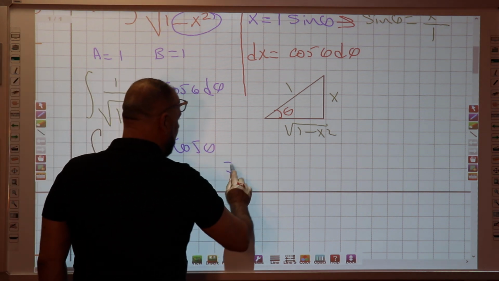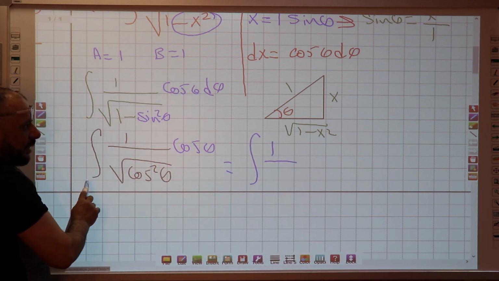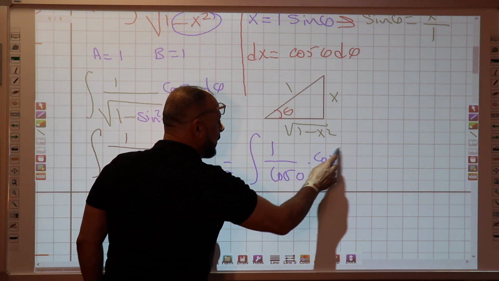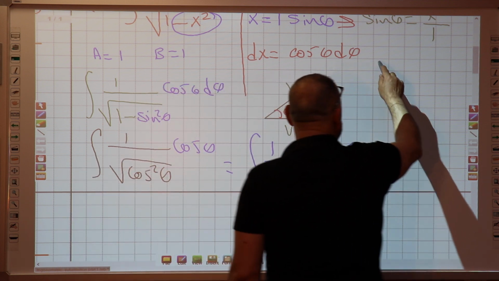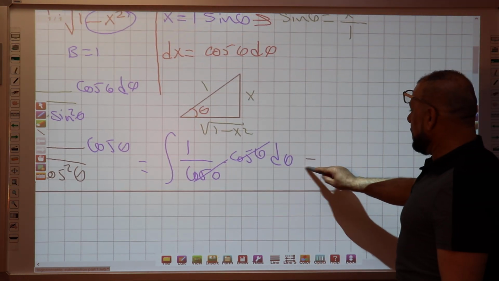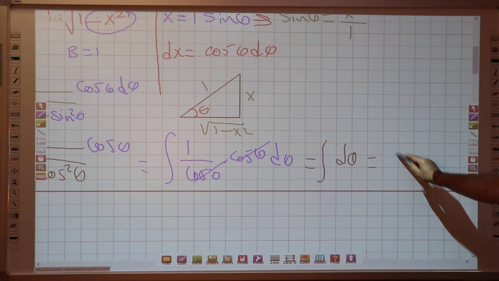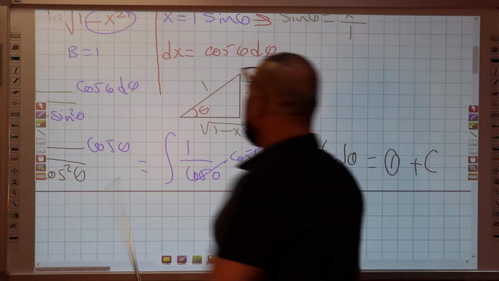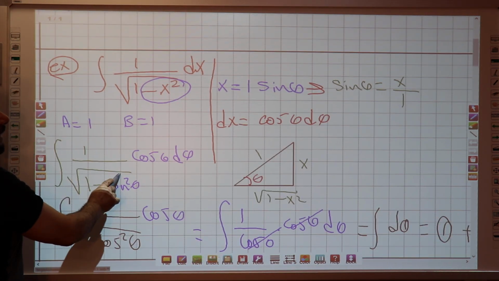And this you can finish. It becomes the integration of the square root of cosine square, which is cosine theta. This cancels with this, and d theta. So my equal is the integration of d theta. What is the integration of d theta? It's only theta plus C. Now you have to simplify in terms of x.